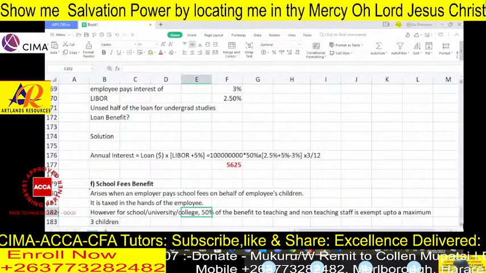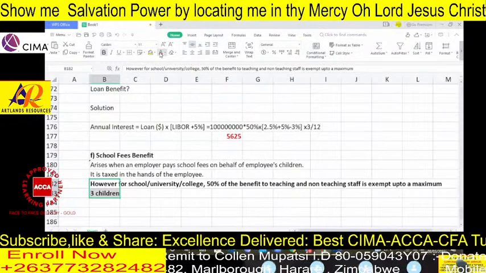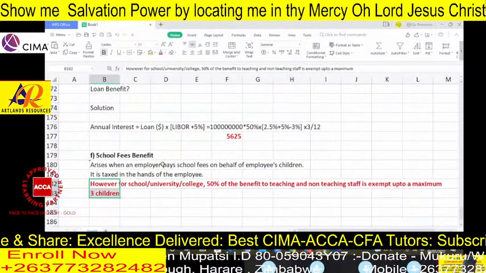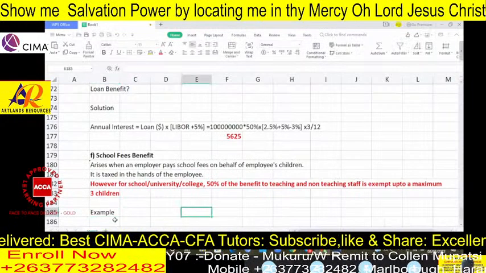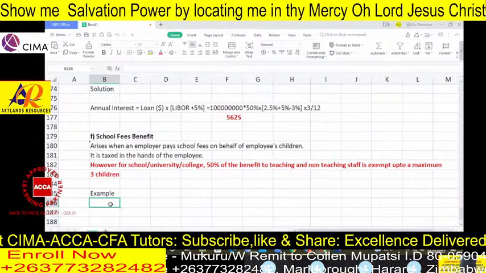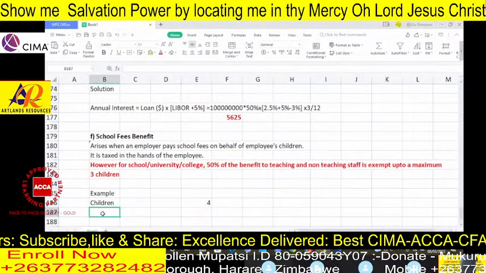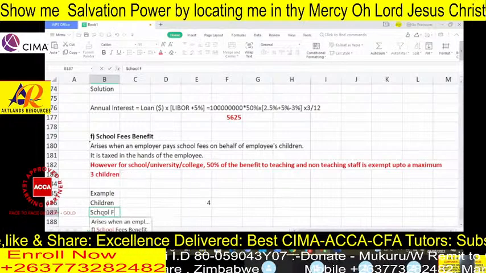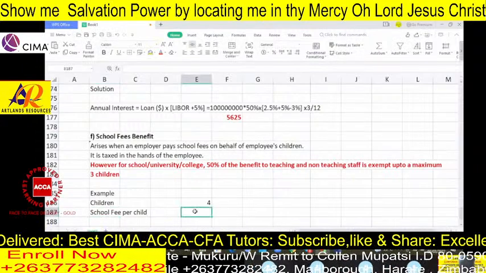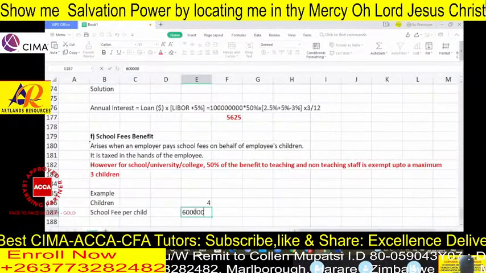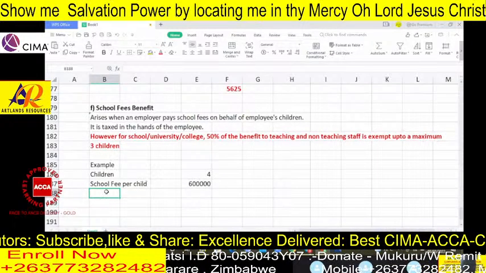I want to end my discussion with this part. So important. If you are an employee of a school and you have got 3 children, let me give you an example. Let's say you have got 4 children. They pay equal school fees. School fee per child is 600,000, and the person here is a teacher.